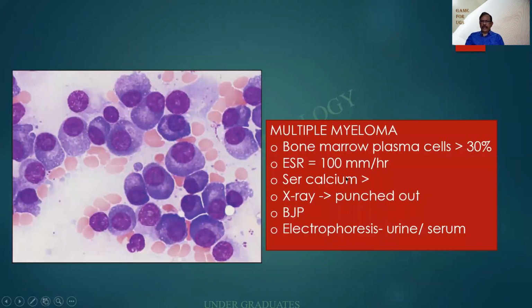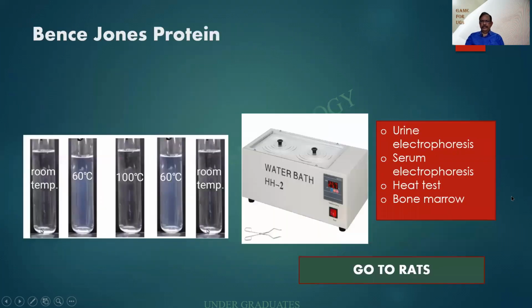It can be diagnosed by various methods. The counterpart of it will be the bone marrow showing the plasma cells. Go back to my chart as well as the theory on myeloma, you will be able to understand more. For diagnosing a multiple myeloma, these are all required: the bone marrow for plasma cells, ESR more than 100, serum calcium increased. X-ray will show punched out lesions. Bence-Jones protein, electrophoresis, urine as well as the serum.